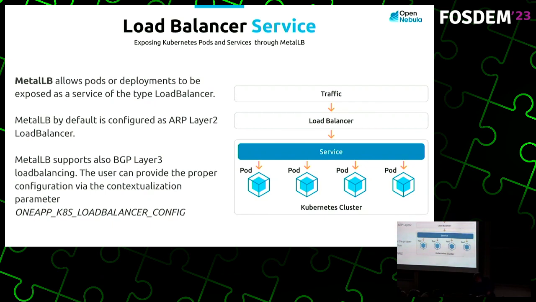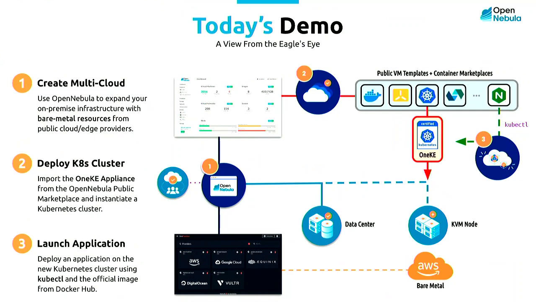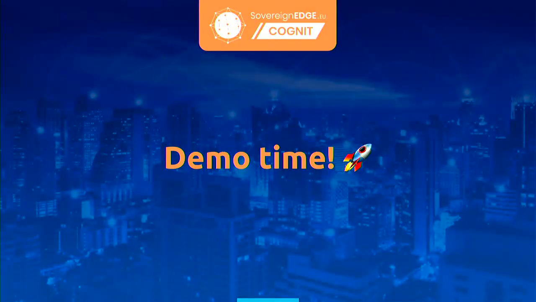I would like to go on because I have about 5 minutes, more or less. I will prepare just a demo to show you how you can use OpenNebula. I will show you how to use OneProvision in order to provision resources on AWS and Equinix. And then we can deploy a Kubernetes cluster on both edge clusters on these two public cloud providers. And then we can access one of the Kubernetes clusters and deploy an application. Let me go to the demo.